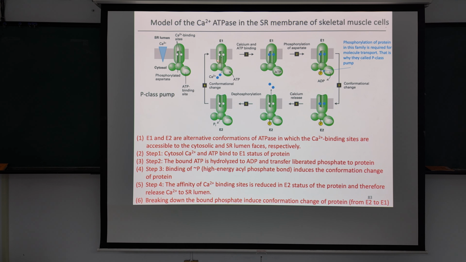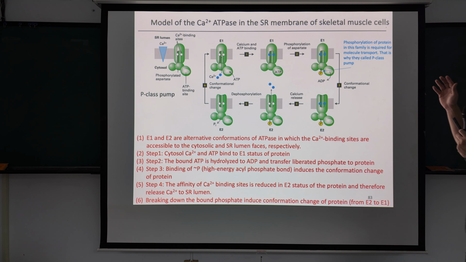Okay, so first they will have two conformations, the E1 and the E2 conformation. In the E1 conformation, the calcium binding site has a higher affinity for calcium. Okay, and the ATP will bind there, ATP hydrolysis will happen, and the aspartate will be phosphorylated. Why this is called a P-class pump is because all these members contain a conserved aspartate, which can be phosphorylated. And such phosphorylation will change the pump from the E1 conformation to the E2 conformation.